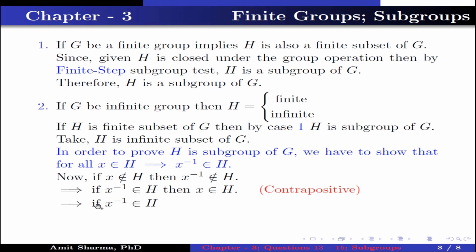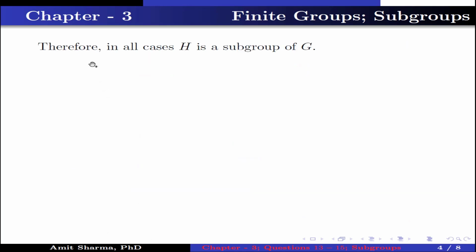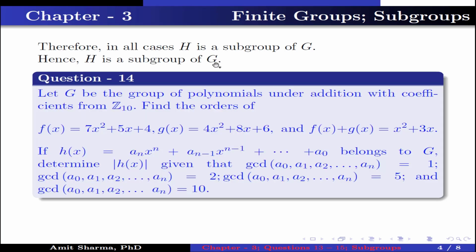Now this implies if x inverse belongs to H, then the inverse of x inverse, which is x, belongs to H. Since x inverse is an arbitrary element of H, this implies for every x belonging to H, x inverse also belongs to H. Therefore, in all cases, H is a subgroup of G. Hence, H is a subgroup of G.